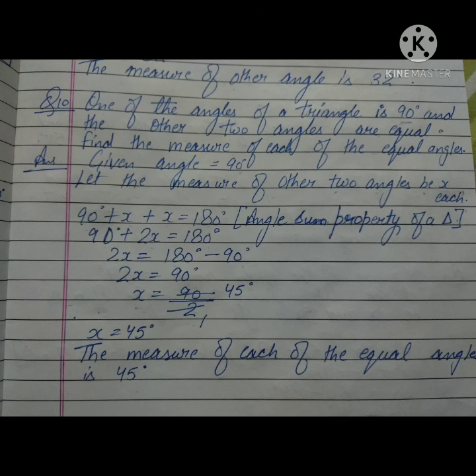2 ones are 2, 2 45s are 90. So x is equal to 45 degrees. The measure of each of the equal angles is 45 degrees. Clear? Now come to the next question.